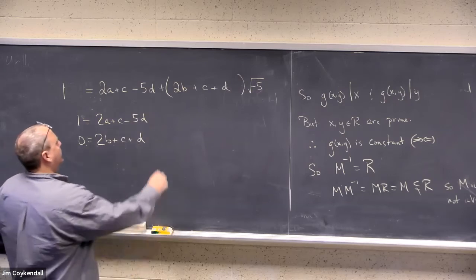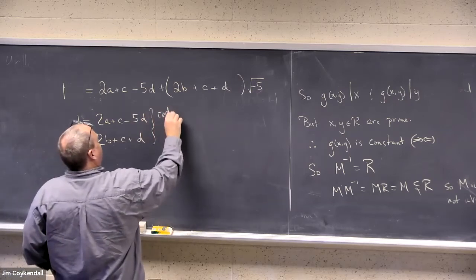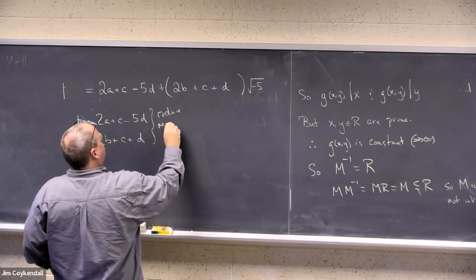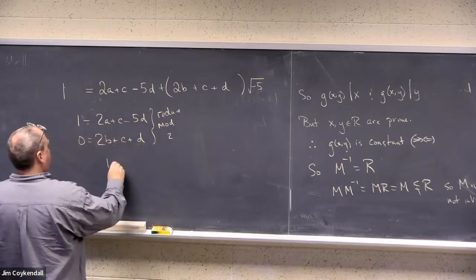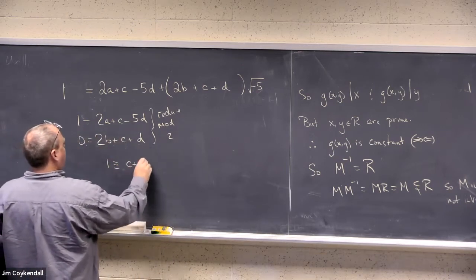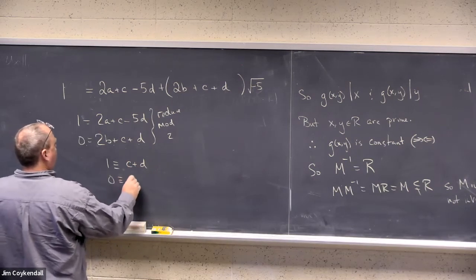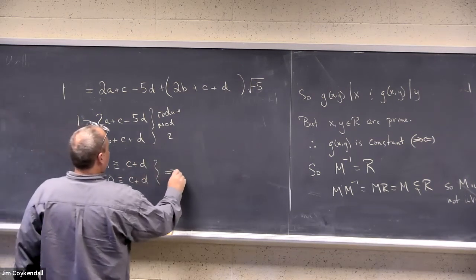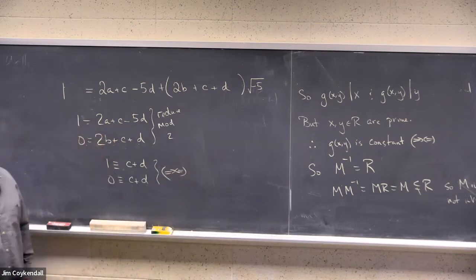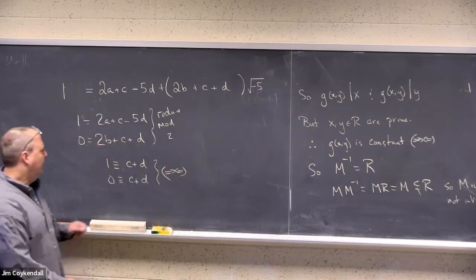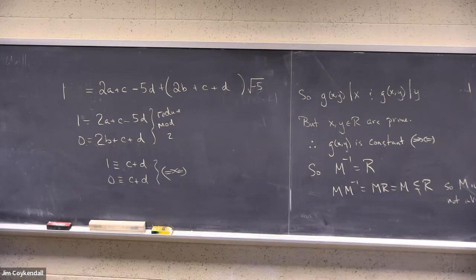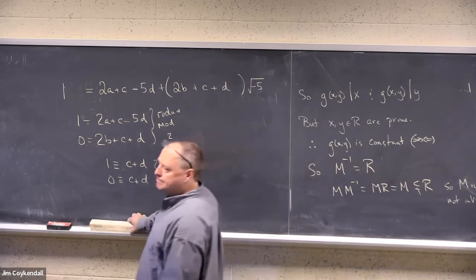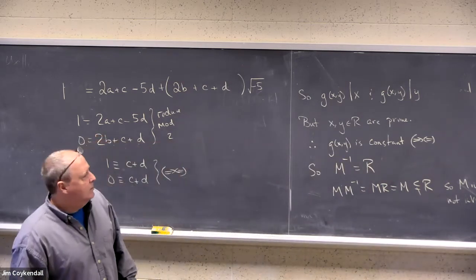Now, I love number theory. Reduce this mod 2, and I get 1 is equivalent to c plus d, and 0 is equivalent to c plus d. You've got a lot of modular arithmetic, right? So there you go. So what we've established here is this is an honest to goodness proper ideal.